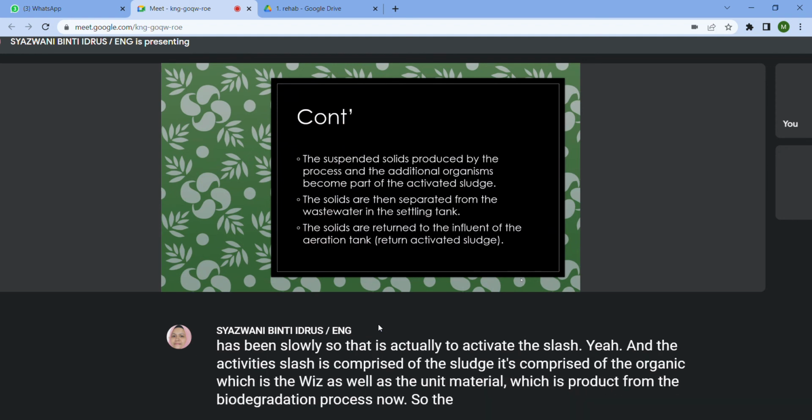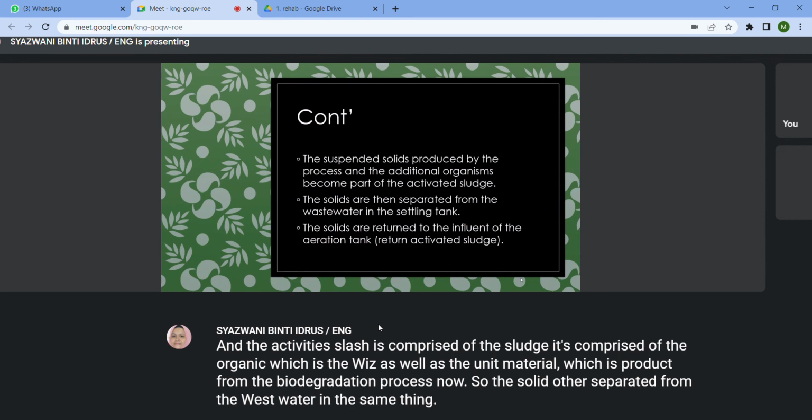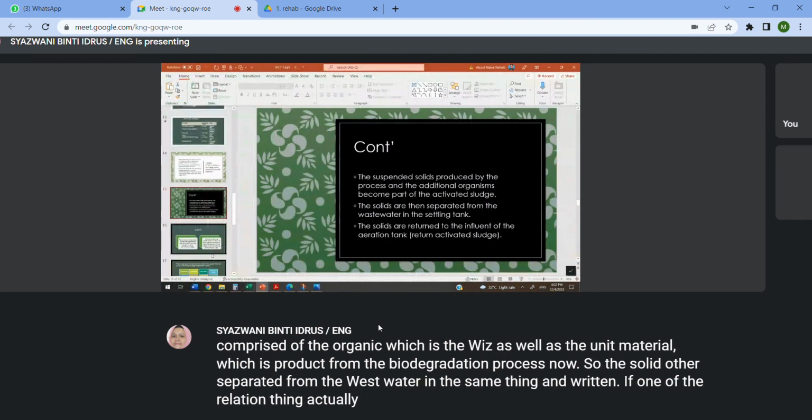So the solid are then separated from the wastewater in the settling tank and returned to the effluent of the aeration tank as return activated sludge.